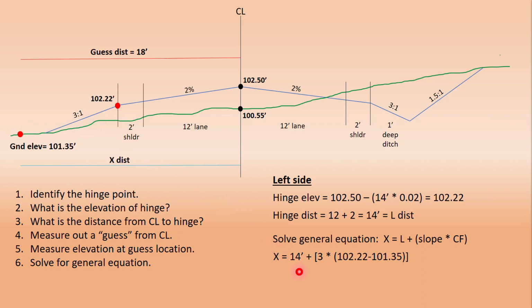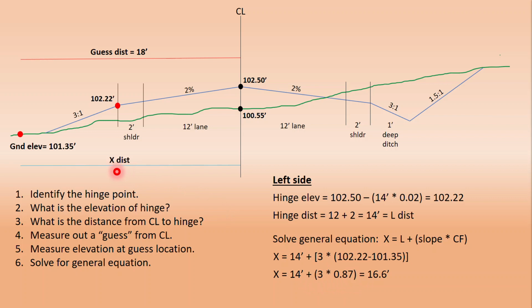So come back down to the equation. L 14 plus slope 3 times 102.22 minus 101.35, or 14 plus 3 times 0.87 for an x distance of 16.6. And you come back up here.